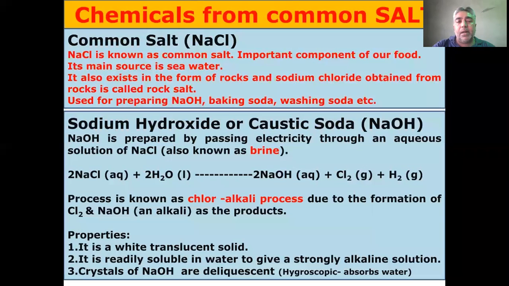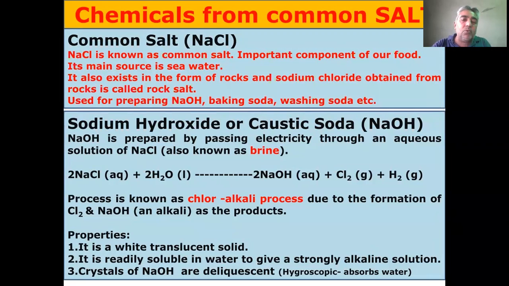Chemicals from common salt. First we have sodium chloride. Which chemicals are formed from sodium chloride? Sodium chloride is known as common salt, an important component of our food. Its main source is seawater. It also exists in the form of rocks, and sodium chloride obtained from rocks is called rock salt. It is used for preparing sodium hydroxide, baking soda, washing soda, sodium bicarbonate, and sodium carbonate.